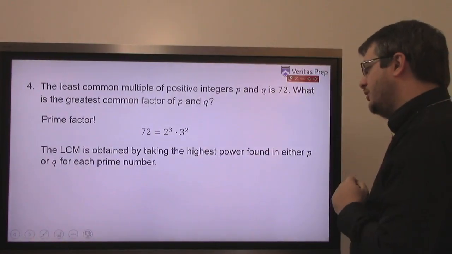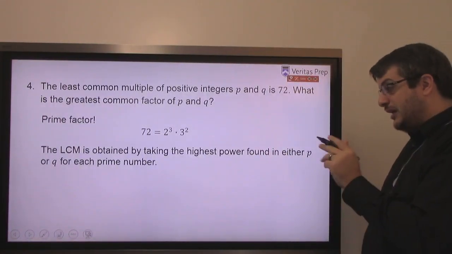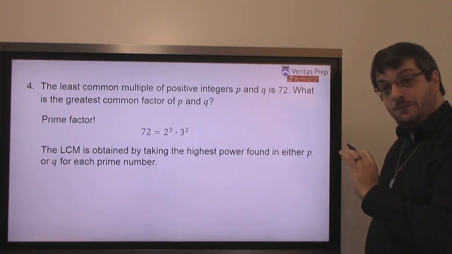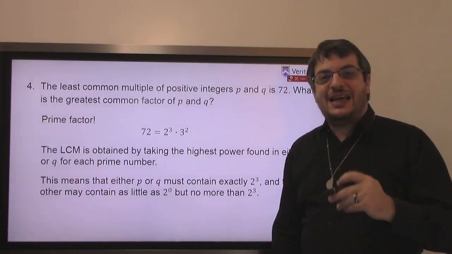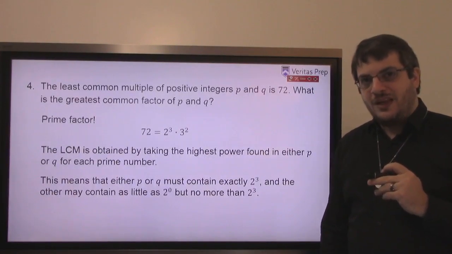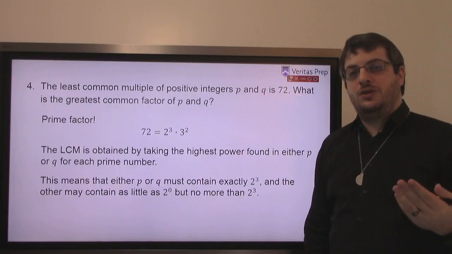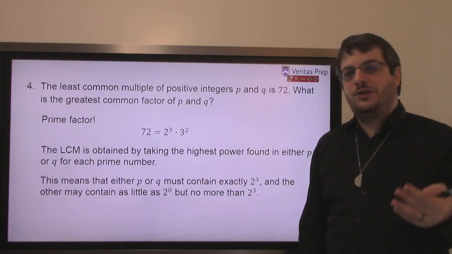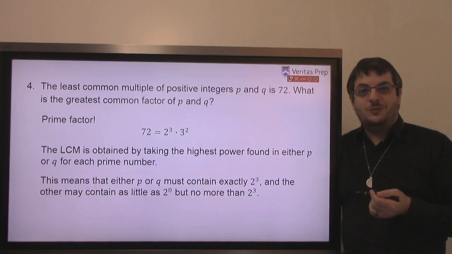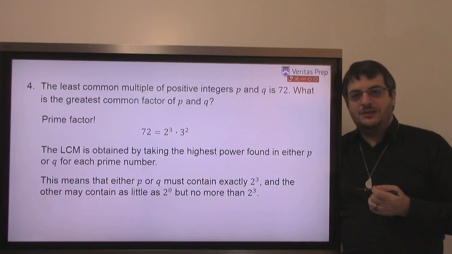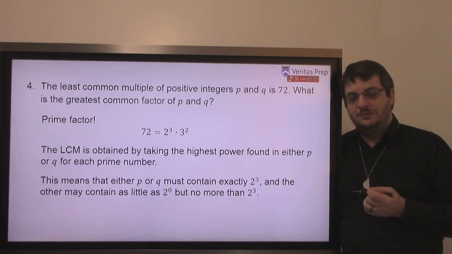But I hope you will all agree the LCM is obtained by taking the highest power found in either P or Q for each of those primes. And so one of those numbers must contain exactly 2 cubed, right? And the other must contain up to 2 cubed. 2 to the 0, 2 to the 1, 2 to the 2, 2 to the 3. Do you agree with that so far? You see what's on the board, you see what I just said. Agree? Agree, disagree? Yeah. Jonathan agrees? Yeah?